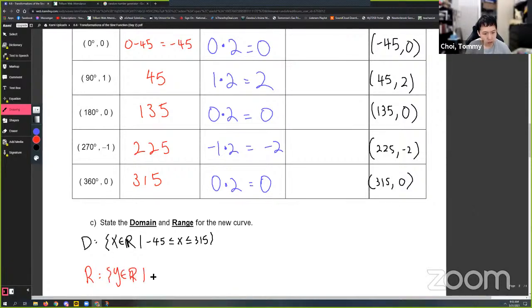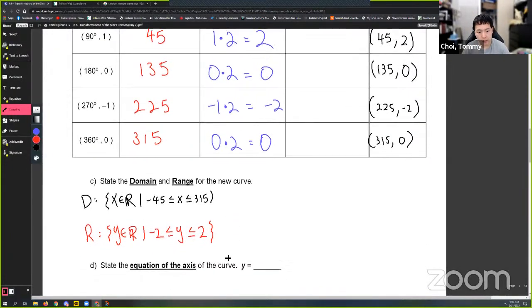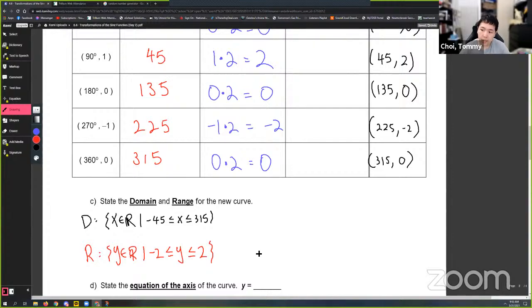y such that the lowest value is -2, the highest value is 2. So it'll be -2 less than or equal to y, which is less than or equal to 2. That's the range. Okay, so make sure you get the practice with that, understanding what domain and range is.